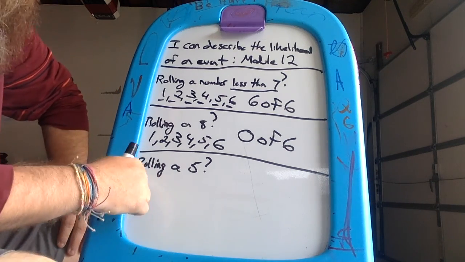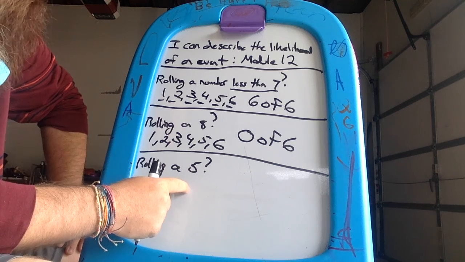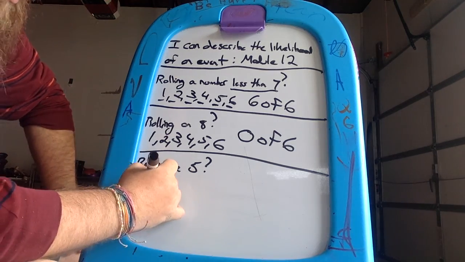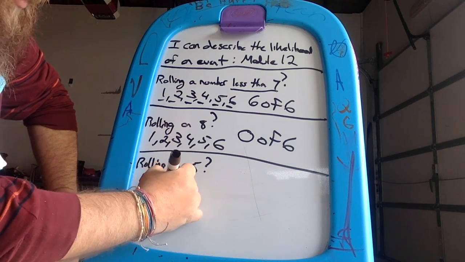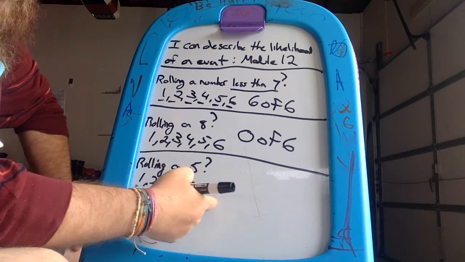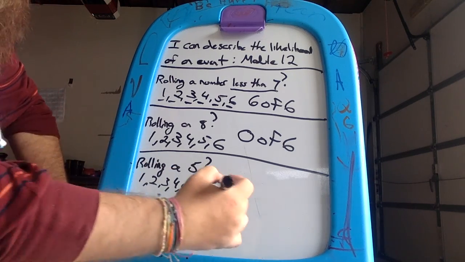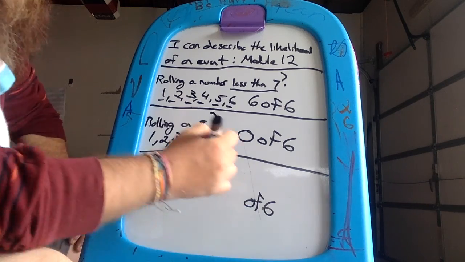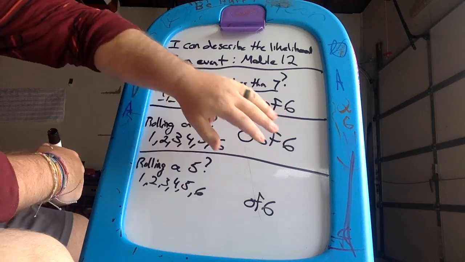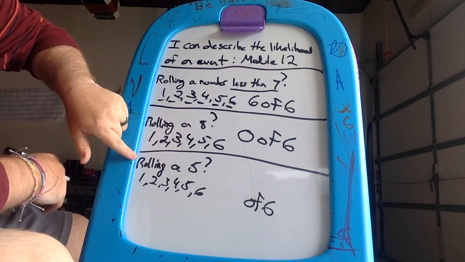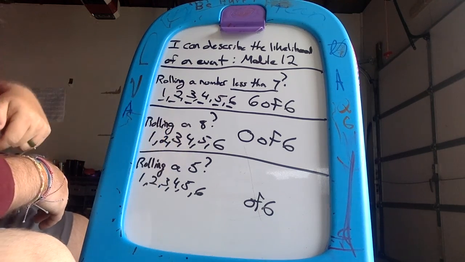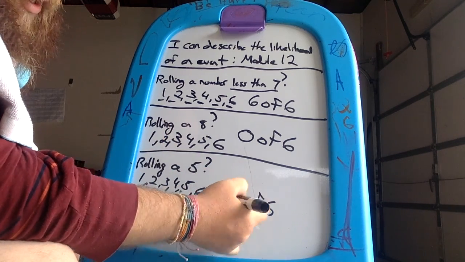And then the last one here says rolling a 5. Okay, so if I'm rolling a 5, how many sides does the dice have? It has 1, 2, 3, 4, 5, 6. So how many total does it have? It has 6 sides, right? Same thing, 6 of 6. But for this one, it says, what's the probability of me rolling a 5? So how many 5s do we see here? And the answer is just 1 of 6.